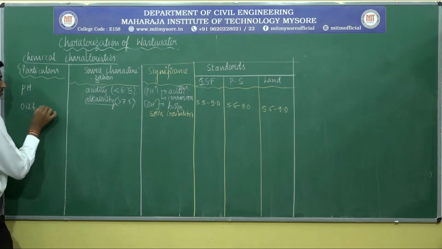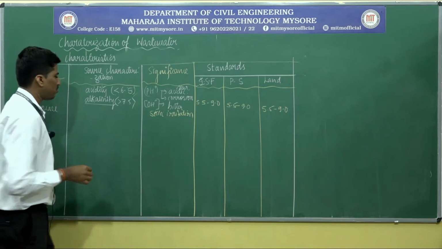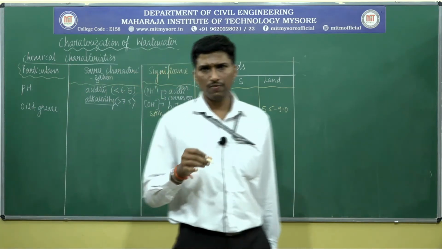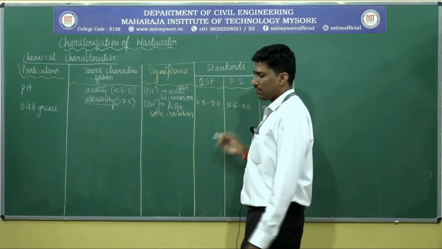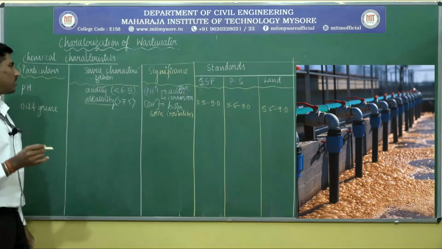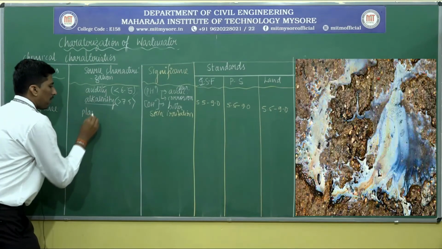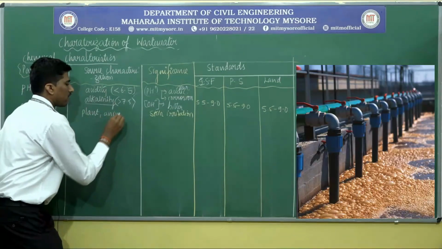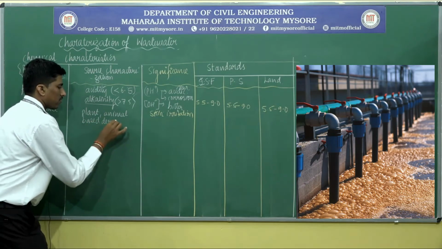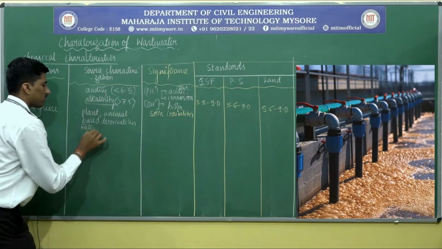Oil and grease. Why oil and grease? What are the sources of this characterization? Whatever the fats, saturated or unsaturated, oils, vegetable extracts, animal products, as well as some edible plants, they are the sources for this. It may be plant as well as animal based derivatives. Okay, fats as well as oils.